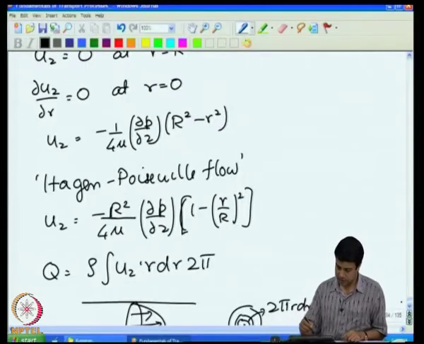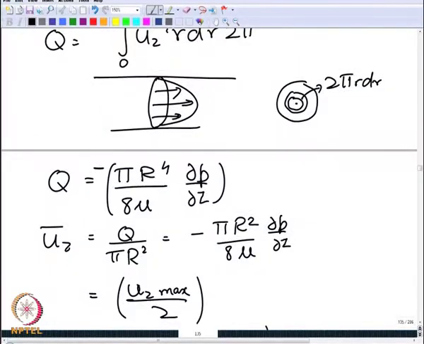Go back to this expression. The maximum velocity is at the center where r is equal to 0. The maximum velocity is minus R square by 4 mu times dp by dz. The average velocity is minus R square by 8 mu dp by dz. Therefore, this is equal to u_z maximum by 2. The average velocity is half the maximum velocity for the flow through a pipe.